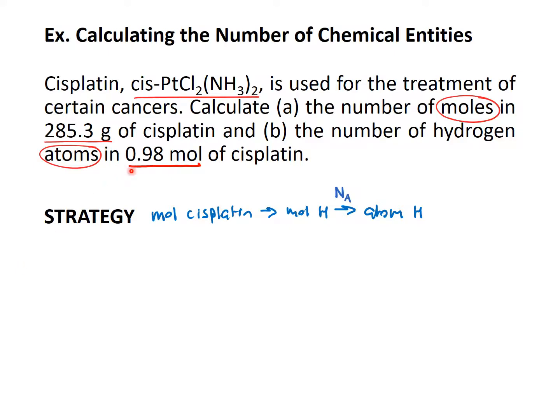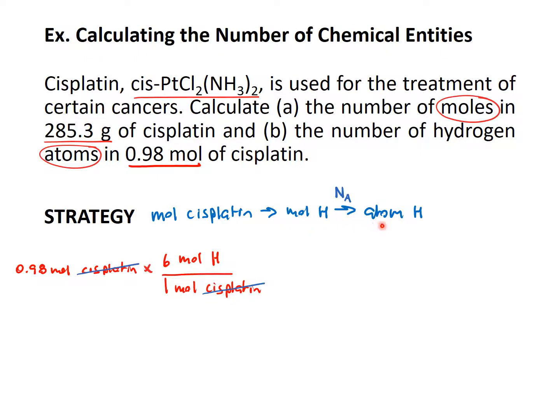Starting with the number of moles of cisplatin, which is 0.98 moles of cisplatin, in order to calculate the number of moles of hydrogen, we know that we have 6 moles of hydrogen for each mole of cisplatin. So here we would multiply by 6 moles of hydrogen and divide by 1 mole of cisplatin. You can see here that the moles of cisplatin cancel, leaving us with moles of hydrogen, which is what we want.